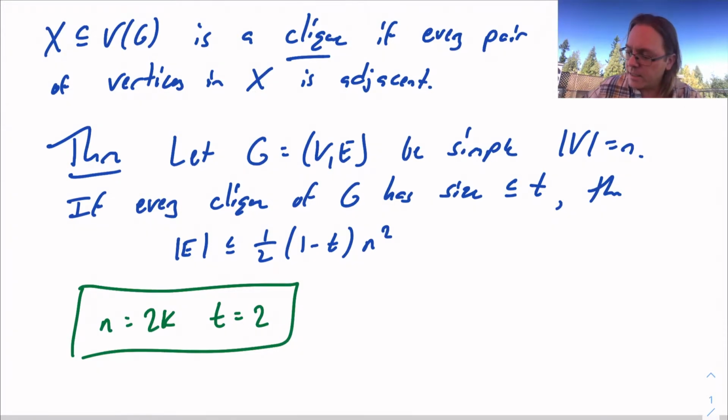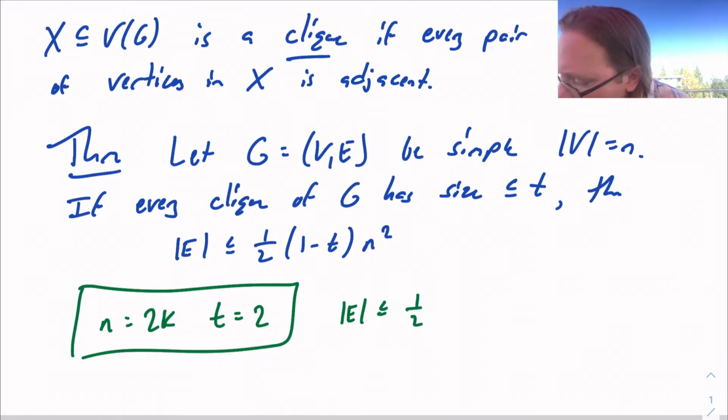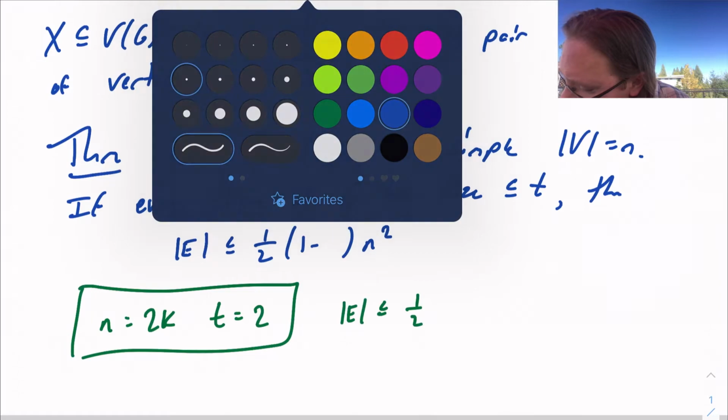So in that case, this is telling us that the number of edges here would be at most 1/2. So here t is, oh my gosh, this is why I should, sorry, there's some nonsense there.